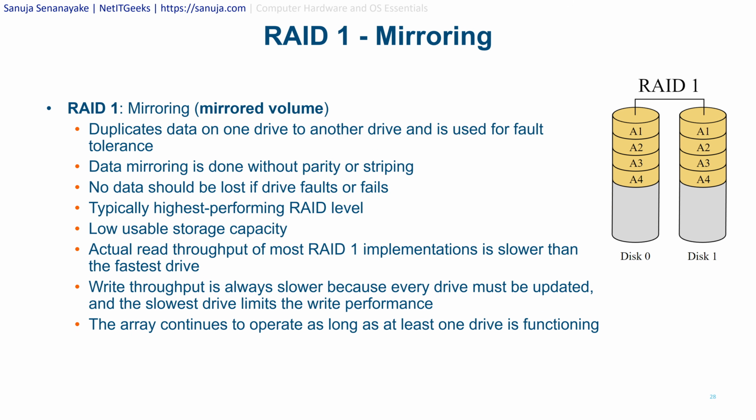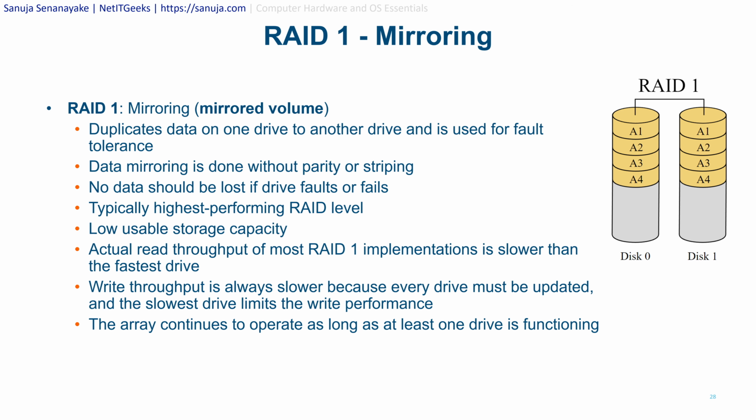So RAID 1, which is mirroring. RAID 1 is also called the mirrored volume. That would duplicate data on one drive to another drive and is used for fault tolerance. Data mirroring is done without parity or striping. No data should be lost if one of the drives faults or fails.